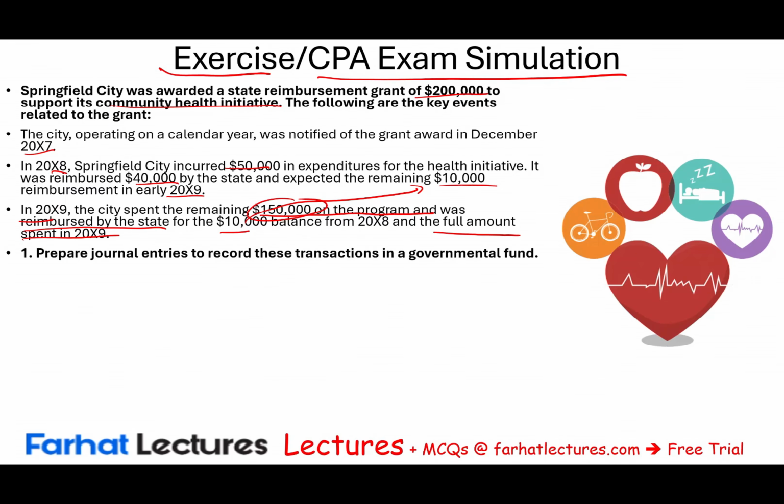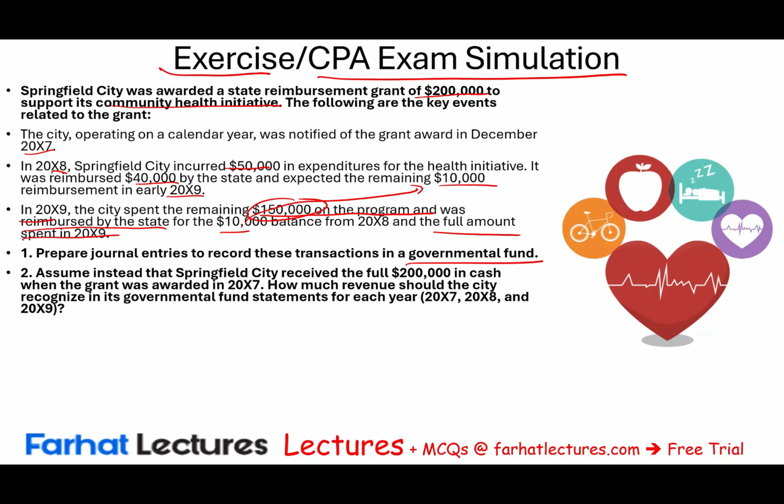What we will do in this session is look at the journal entries, how we would record these in a governmental fund. Then we will change the scenario a little bit. We will assume that the whole $200,000 was received in 20X7. How should we account for the revenues in X7, X8, and X9?